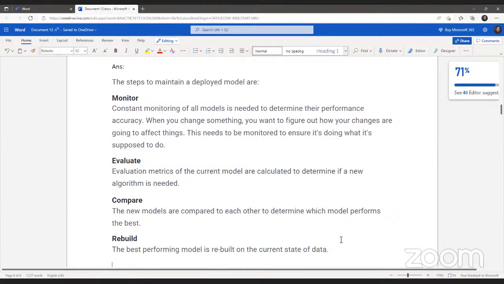Evaluate. Evaluation metrics of the current model are calculated to determine if a new algorithm is needed, which means if any updates are needed to the data set, these evaluation metrics will let us know. Compare. You have to compare this with older or previous models, by which you can choose the best one. Rebuild. The best performing model is rebuilt on the current state of data.